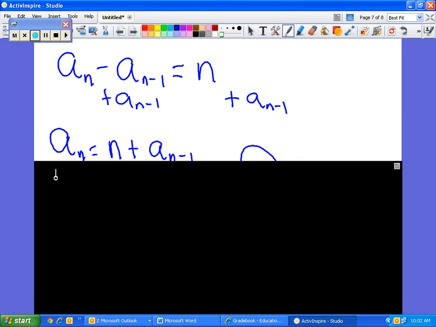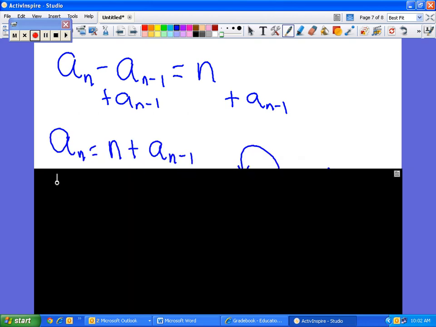Remember, I want to solve for a sub n. What I want to do is get a sub n by itself. So I'm going to solve for a sub n. That's what I'm doing. I'm solving for a sub n.